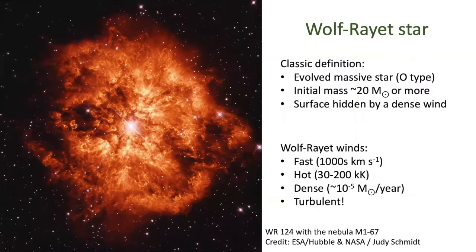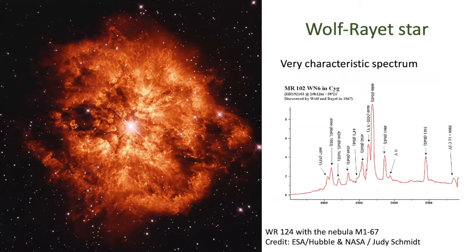Let's start with the definition of a Wolf-Rayet star. The classical definition is an evolved massive star, an evolved O-type star that had an initial mass of 20 solar masses or more. That star has the surface hidden by a dense wind, and that's very important. That wind, the Wolf-Rayet wind, is fast, hot, dense, and turbulent. The turbulence is clearly illustrated by this phenomenal picture from Hubble of the star WR124.